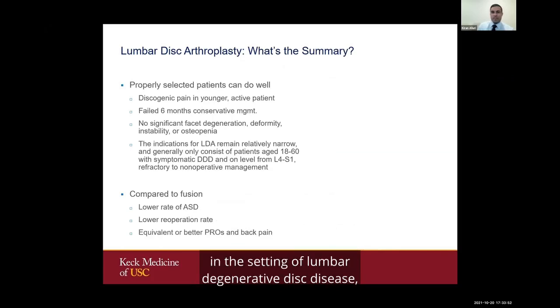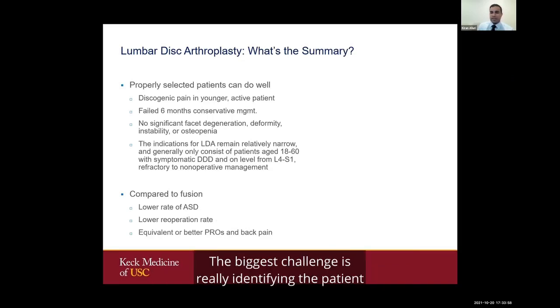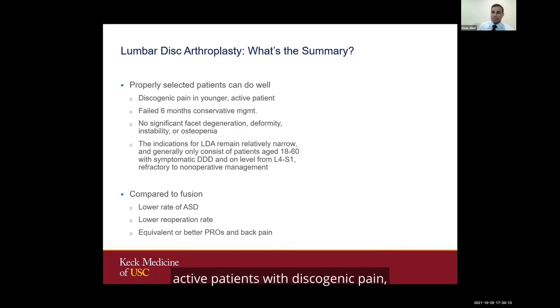So, lumbar disc arthroplasty in the setting of lumbar degenerative disc disease, what's the summary? Where do we stand with disc arthroplasty? The biggest challenge is really identifying the patient that can do well, because if you can identify that patient, I think disc replacement is a reasonable option, but there are very rare patients that I think are actually indicated for disc arthroplasty. Typically, these are younger, active patients with discogenic pain who failed non-operative management without any additional pathology. If you compare these younger patients to patients who receive a fusion, it appears that they do at least as well, if not better, with potentially a lower reoperation rate and less adjacent segment disease, but you have to be aware of some of the complications that can be associated with disc replacement compared to fusion.